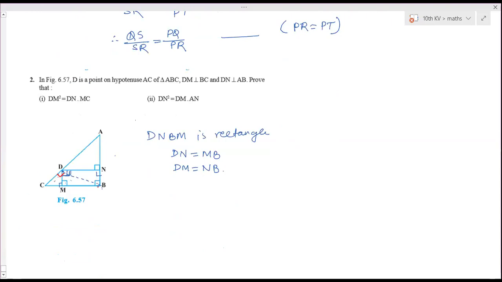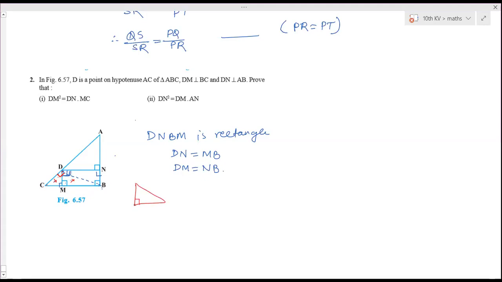So in this case, BD is perpendicular, so CDB is a right triangle. And from D, DM is perpendicular to BC. According to the theorem, we know that this triangle and this triangle are similar. We have done that theorem. I've explained it to you. Do you remember that?